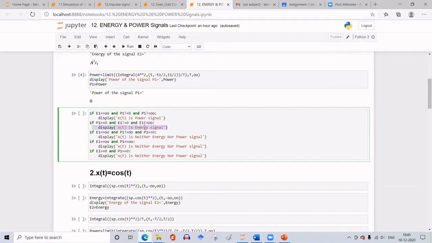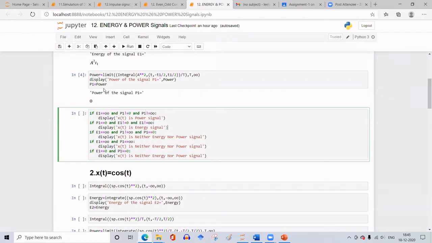Suppose this is also not true, that is false, then it will not execute this. Instead, it checks the other conditions. The other three conditions, for neither energy nor power signal, are tested in these three if statements. If these two are not satisfied and any of these three is satisfied, then it prints that it is neither an energy nor a power signal.